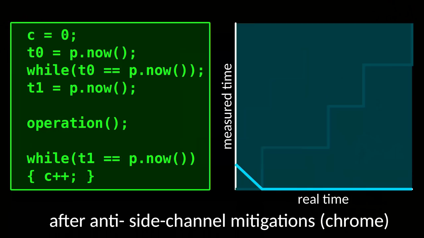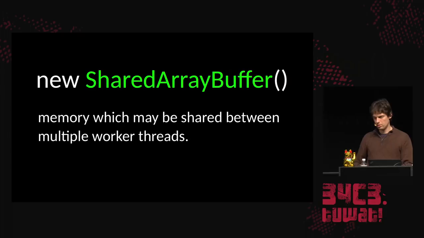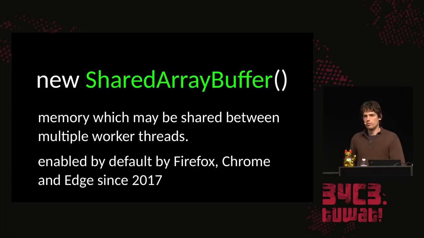So the browser makers decided to make this a bit more difficult, but when the browser standards committee taketh, they also giveth. So they decided to implement an object called the shared array buffer, which allows multiple threads, which are called web workers in JavaScript, to work on a single piece of memory. And they decided to enable this by default, which is actually after we published the attack.